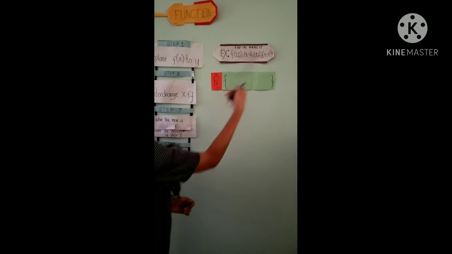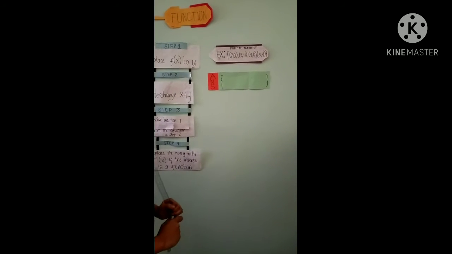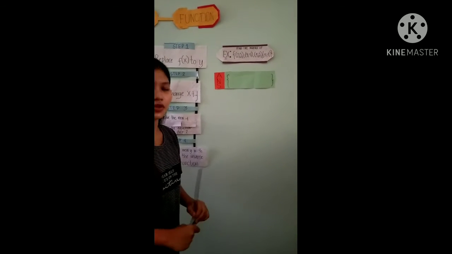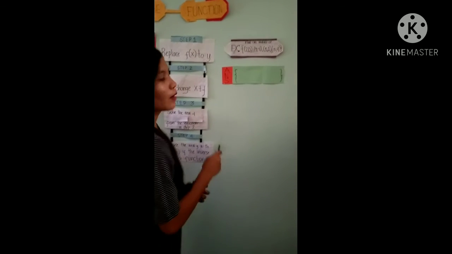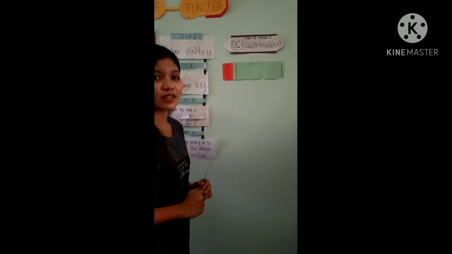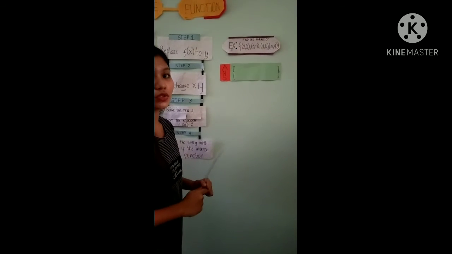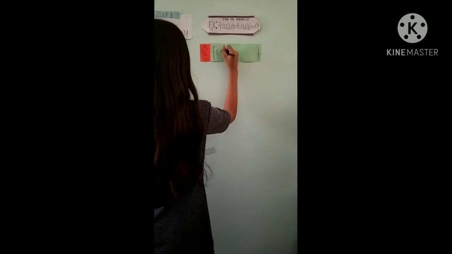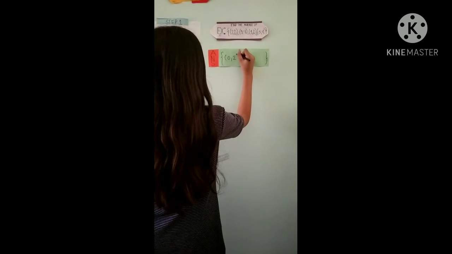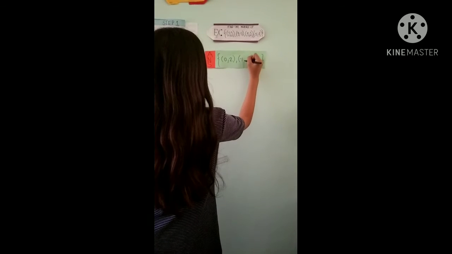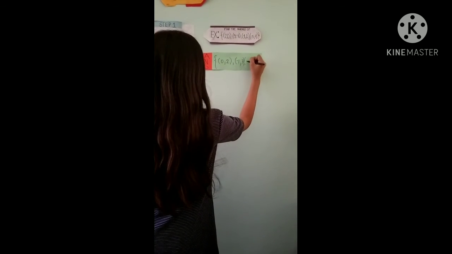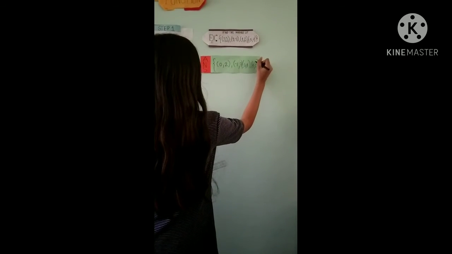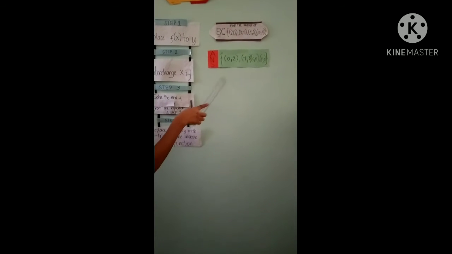So, let's have this example. Find the inverse of (2, 0), (3, -1), (4, 0), and (5, 4). In order to solve this, let's just interchange the value of x and the value of y. So, the answer is... this is now our answer.